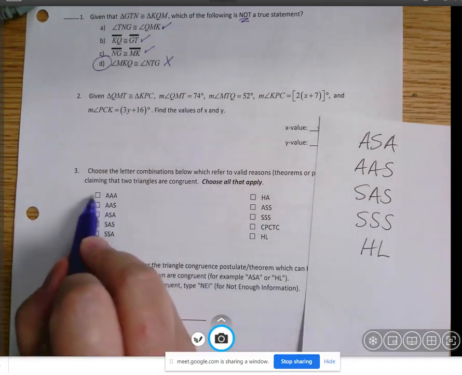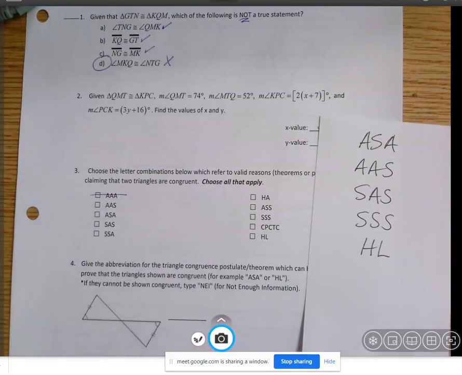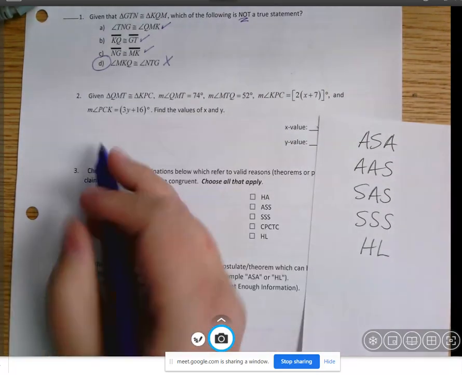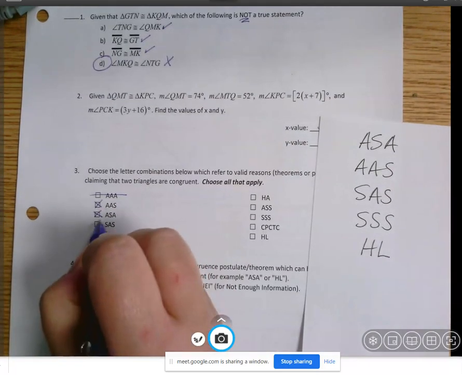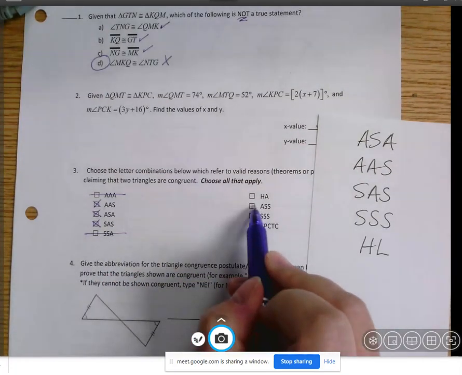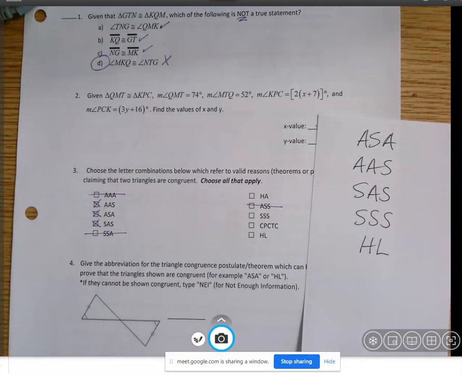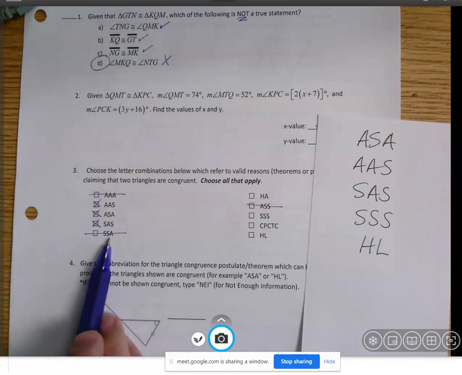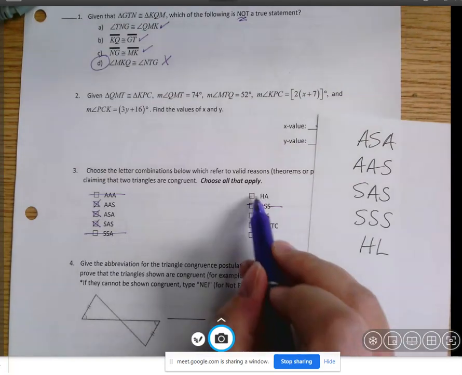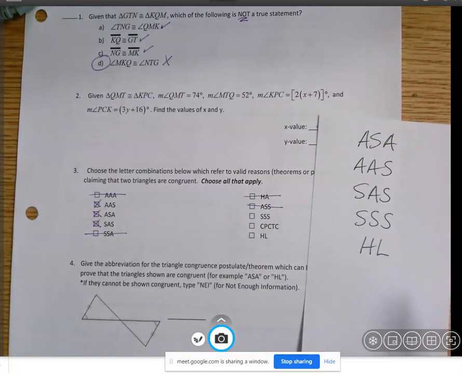So AAA does not work. AAS, yep. ASA, yep. SAS, yep. ASS and SSA are the same thing, and they both don't work. HA is not one. SSS, yes.